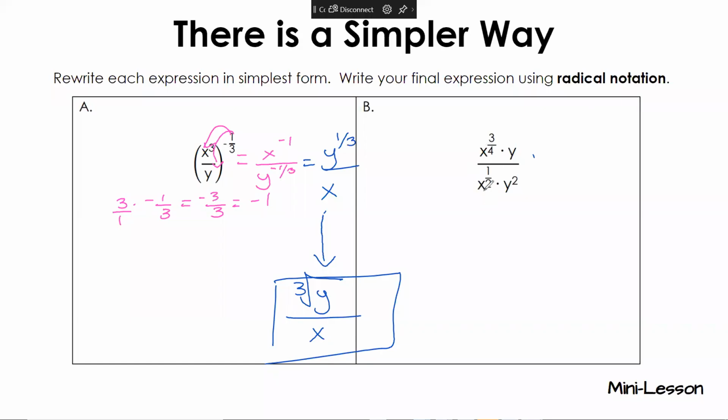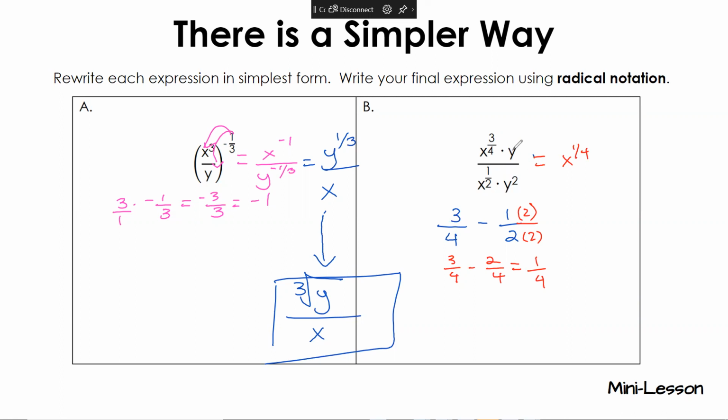Okay, so on the next one, we see that we got an x in the top and an x in the bottom. We're going to subtract those exponents, but they have to have the same denominator. So we're going to have 3/4 minus 1/2. How do I change this to have the same denominator as 4 over here? Not divide. There you go. So this is going to be 3/4 minus 2/4. So 3 minus 2 is going to give me 1. So this can be written as x to the 1/4 power.